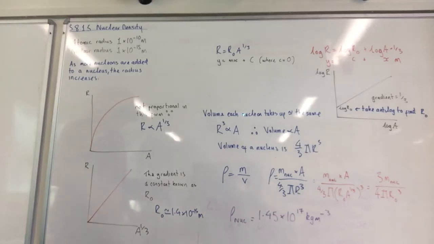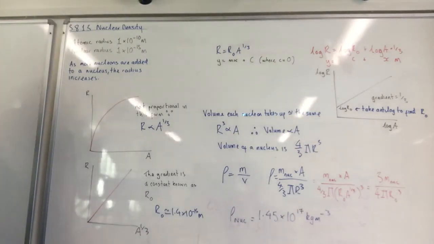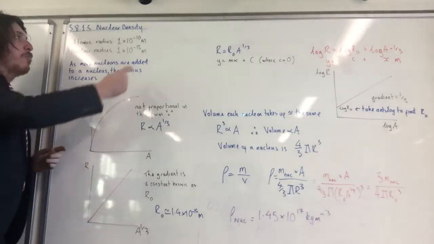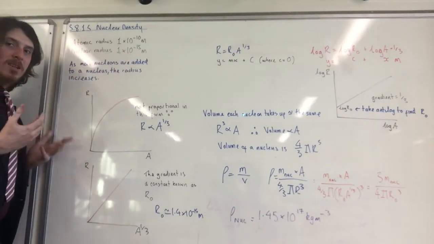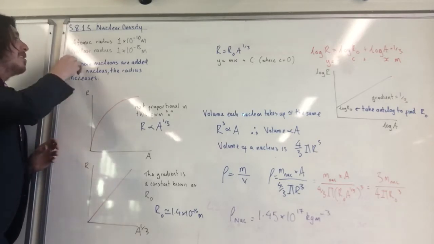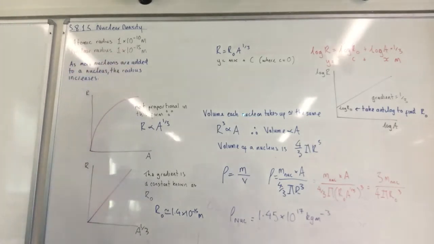Well done, you made it to the end of the radiation topic. Let's have a look at nuclear density. So, atomic radius is approximately 1 times 10 to the minus 10 metres. At degree level, we refer to angstroms when we talk about this. In terms of nuclear radius, we know that's approximately 1 femtometre.